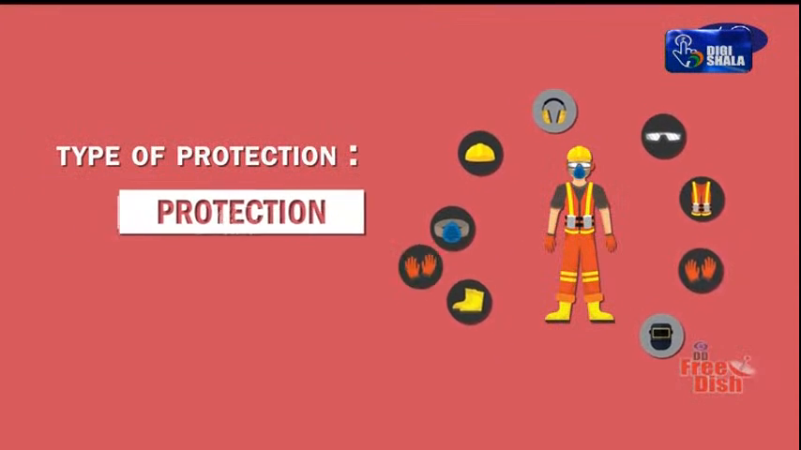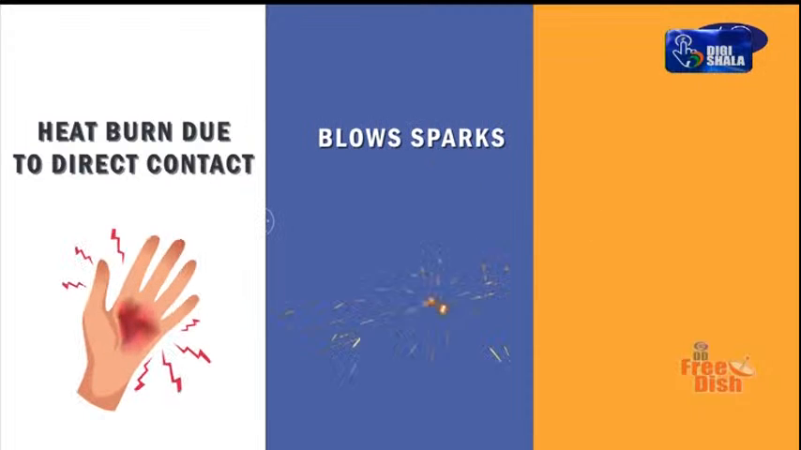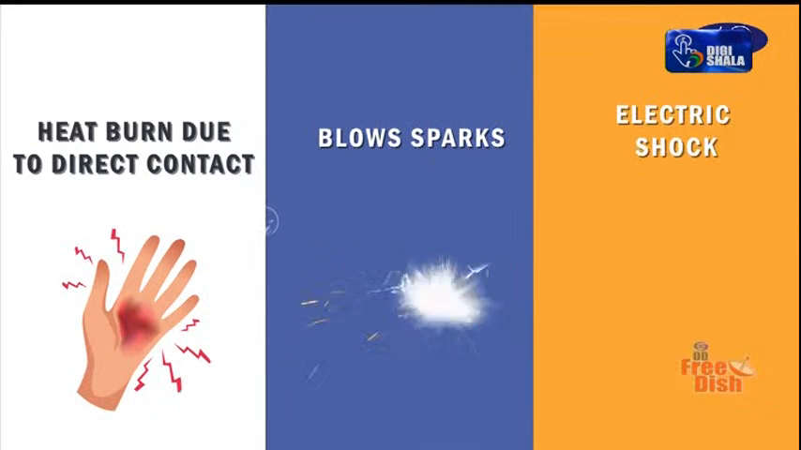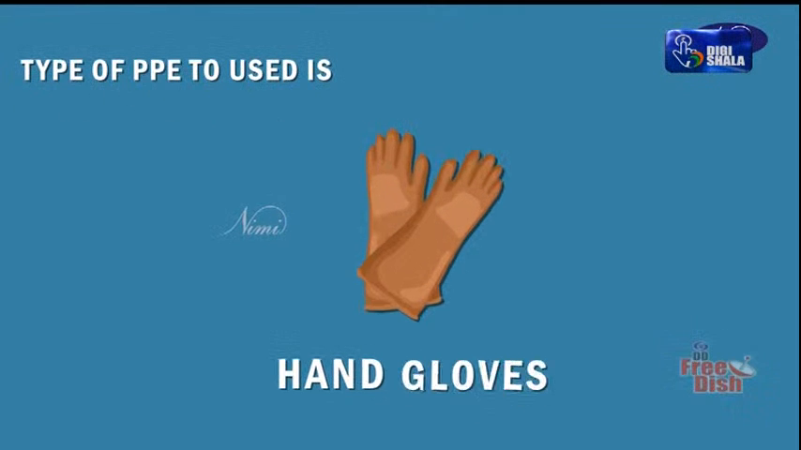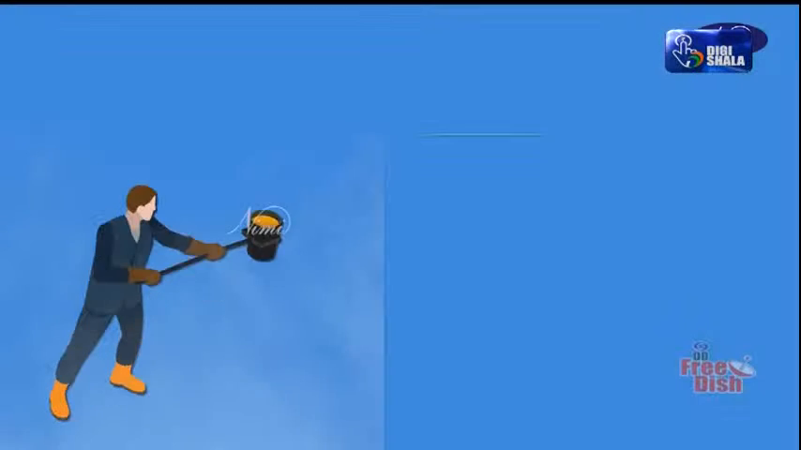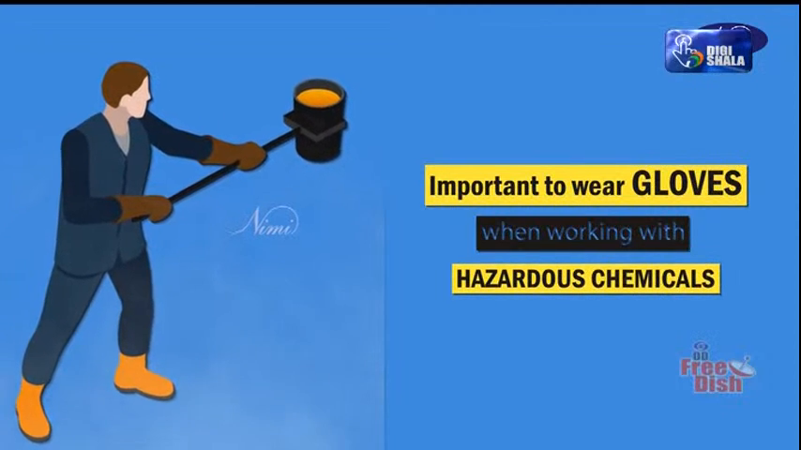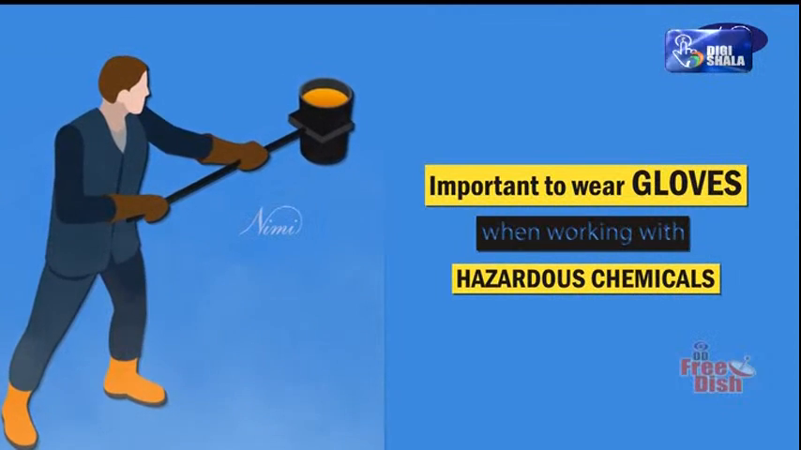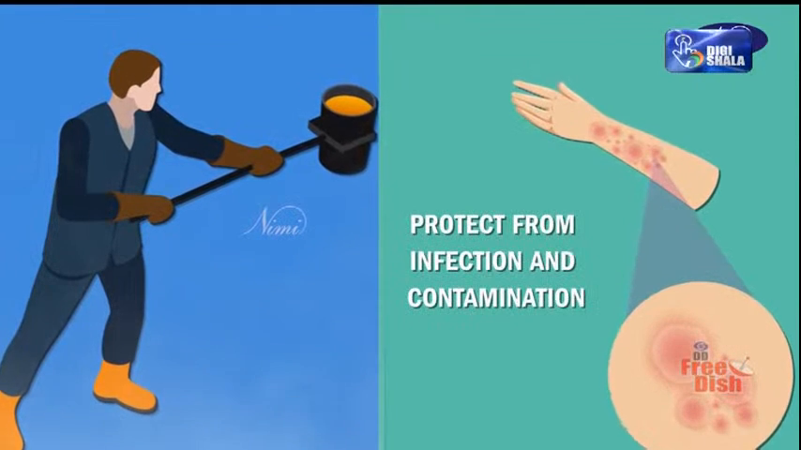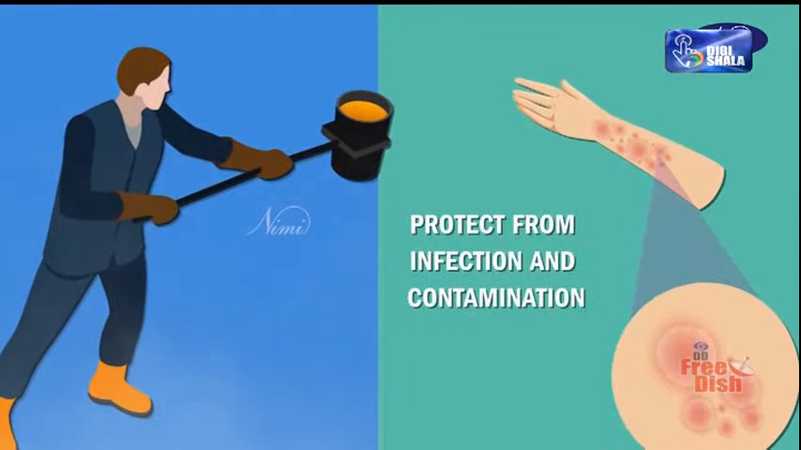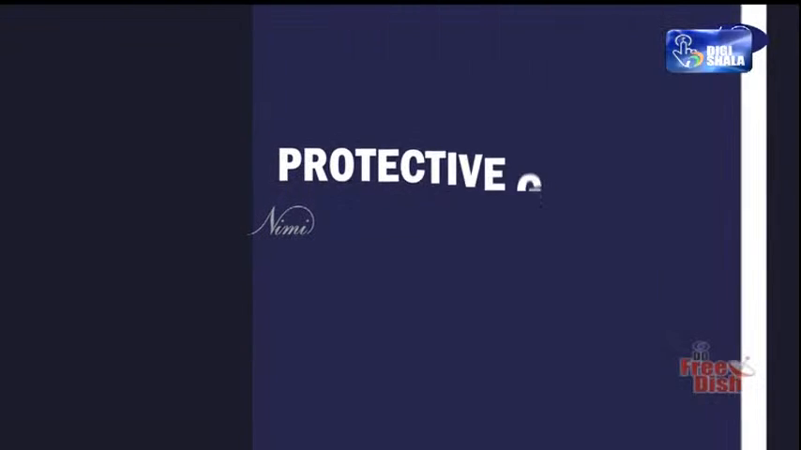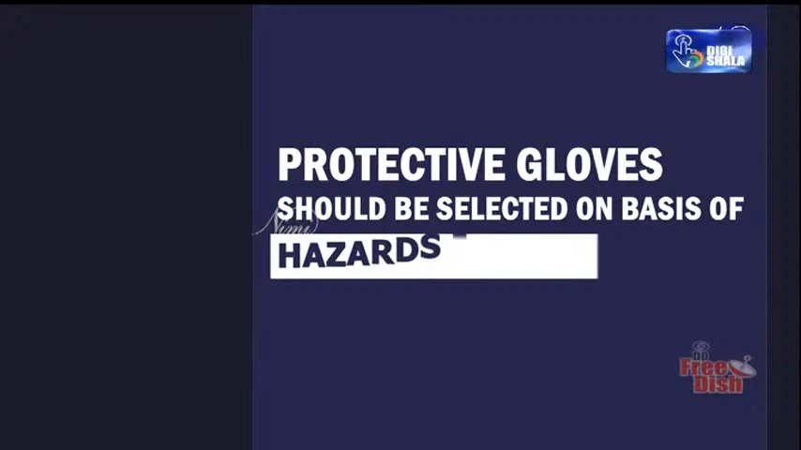Next type of protection is hand protection. The hazards are heat burns due to direct contact, blows, sparks, moderate heat or electric shock. The type of PPE to be used is hand gloves. It is important to wear gloves when working with hazardous chemicals and other infectious materials because they protect our hands from infections and contamination. Protective gloves should be selected on the basis of the hazards involved.